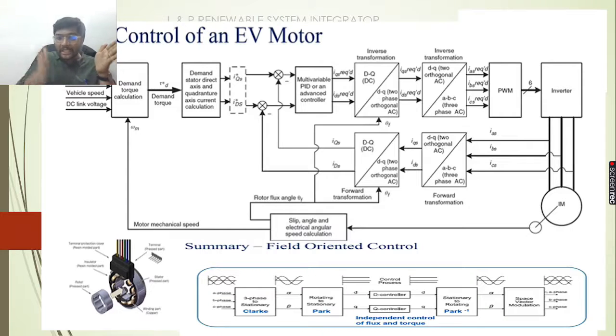Next, we have an independent control for flux and torque. Next, after making the forward transformation using the PARK method, again with the help of the PARK inverse method, we are doing the inverse transformations, and at last we are doing the space vector modulation, and we are getting a 3-phase output to control the induction motors. So this is how vector control happens in an electric vehicle.